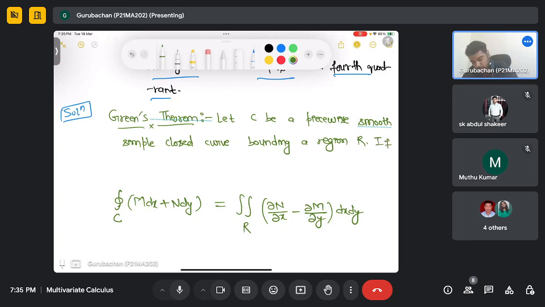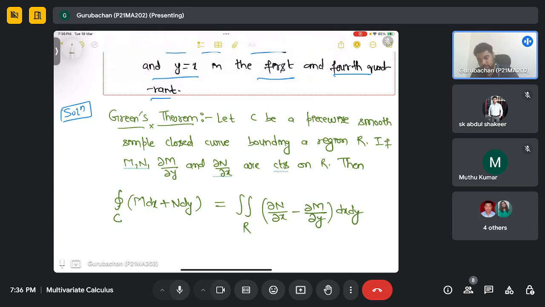If m, n, del m by del x, del m by del y, del n by del x are continuous on R, then we can say the integral over C of m dx plus n dy is nothing but the double integral of del n by del x minus del m by del y dx dy.